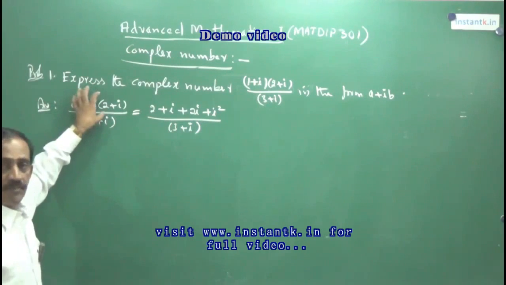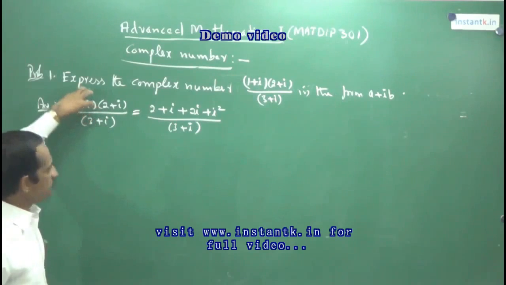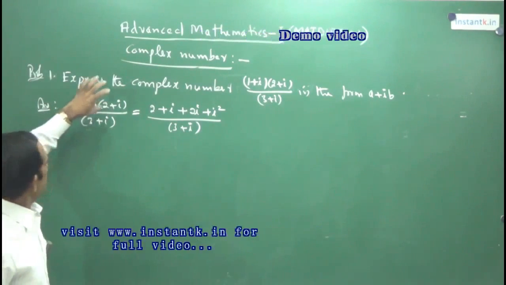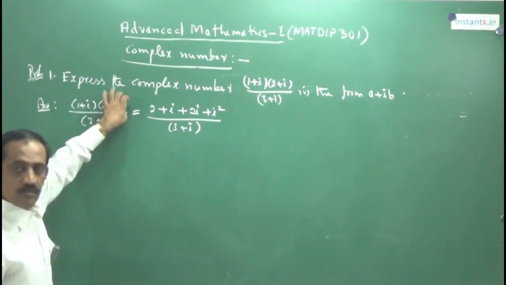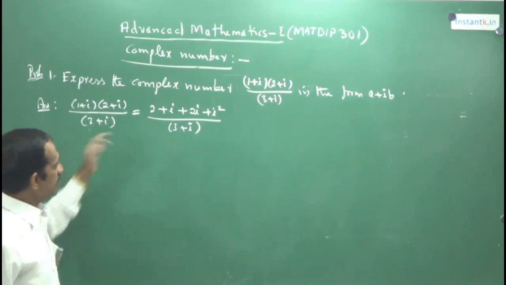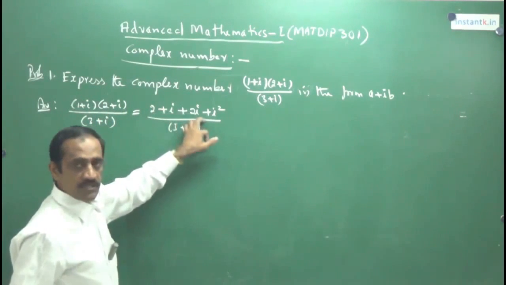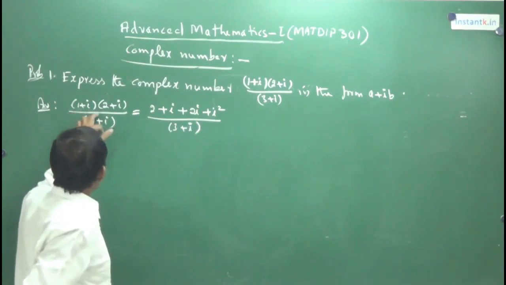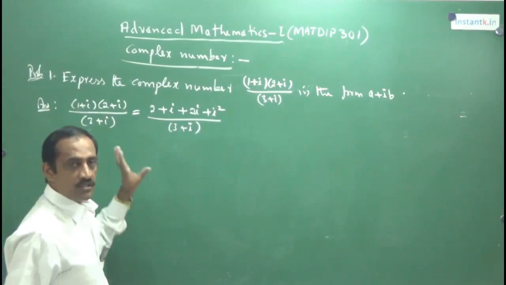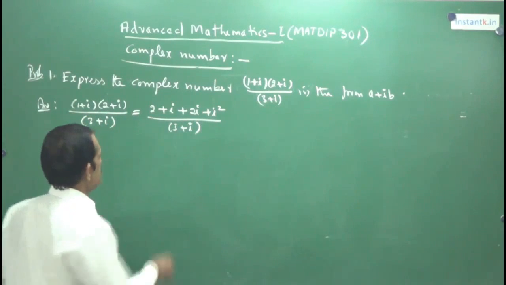Here you have to put enough brackets because 1 plus i is one complex number, so for this put one bracket. Then 2 plus i is another complex number, and for that you also have to put brackets. Then you expand it, and we get this much. If you don't put brackets, you won't get this answer. So you have to take care while writing the steps.